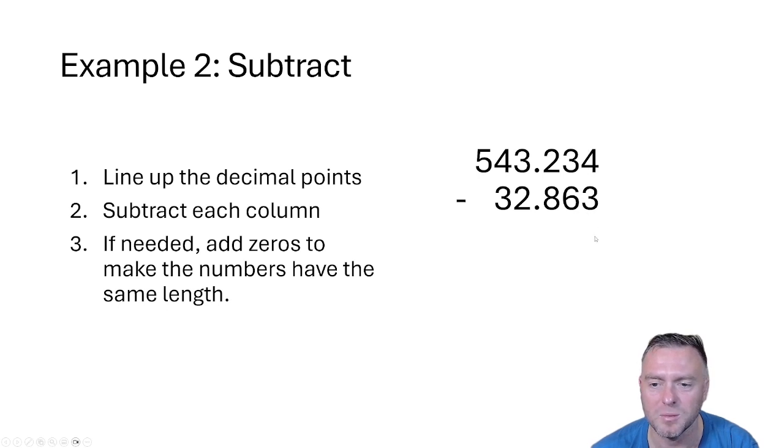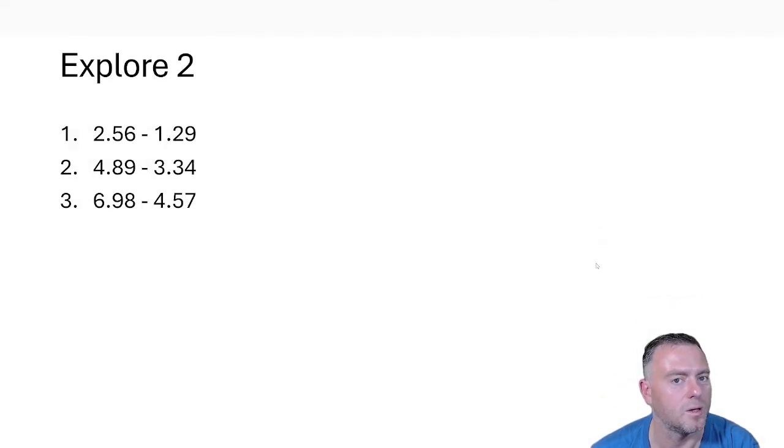So 4 take away 3 would be 1. 3 take away 6 you can't do, so you borrow from the 2, so that would drop down. And basically you get 510.371. Cool. So have a go at these guys. Just pause the video.